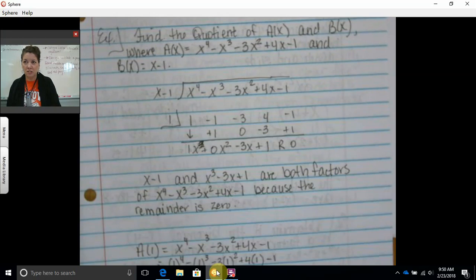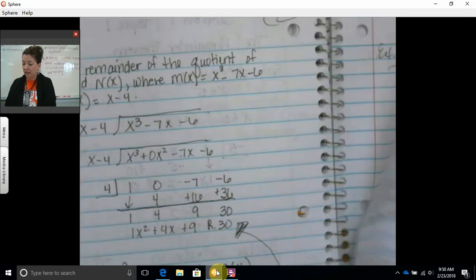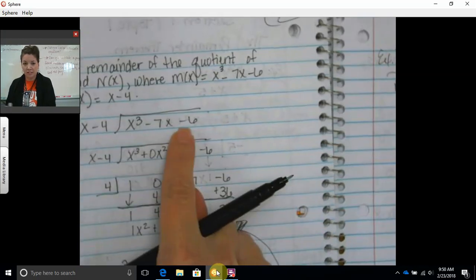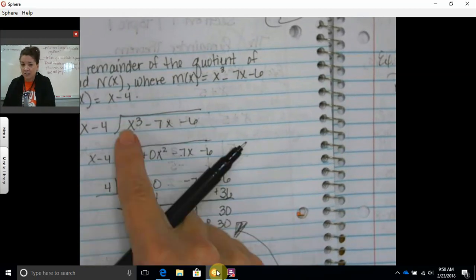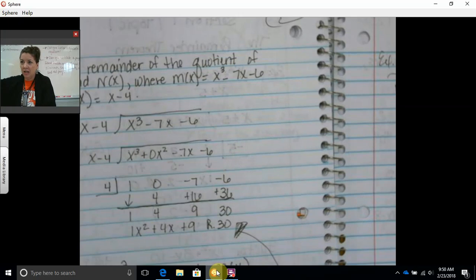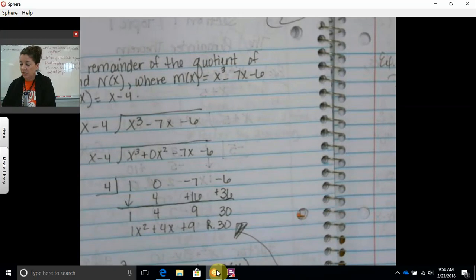What else can we know? How many solutions can we have? Roots, zeros, 4. Do they all have to be real? No. What's the end behavior on this one? Down and up. Up because it's positive. It's going to end on a positive note, right? What's the y-intercept?